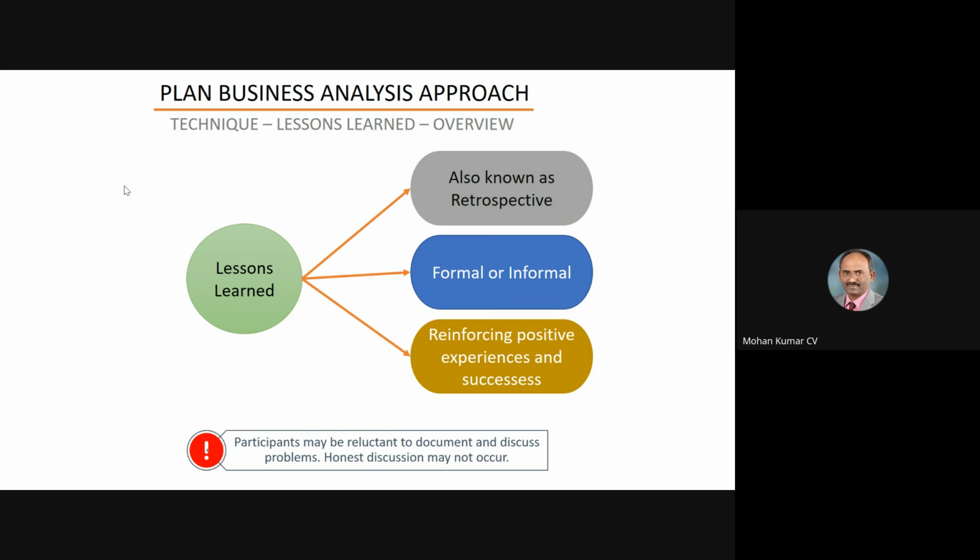And there could be formal and informal. Formal lessons learned, you can always document them. Sometimes you casually learn certain things, and if you look back, you would have learned many things that you cannot explain, cannot document, cannot put in a structured way. That's where experts come into the picture. That is why people say expert judgment.